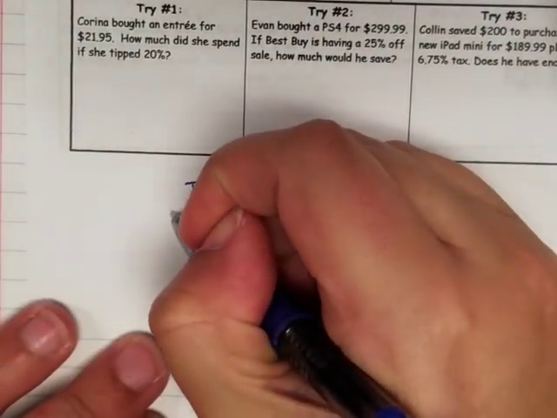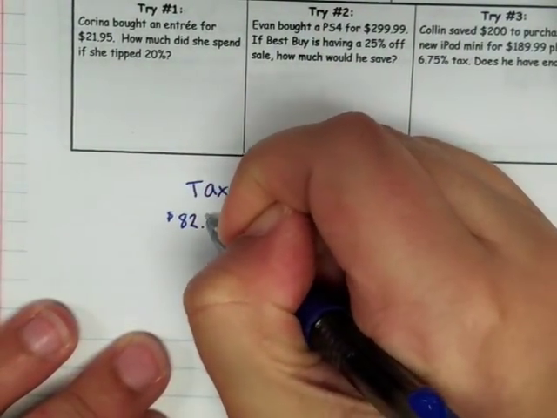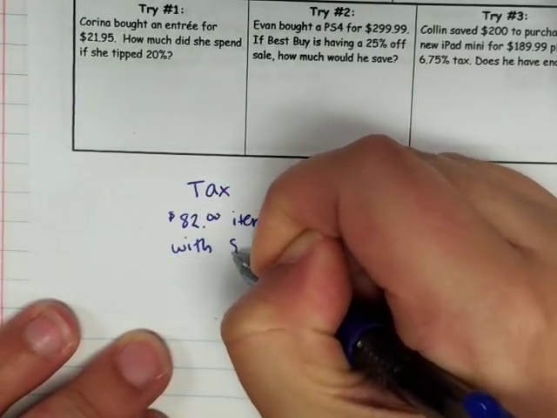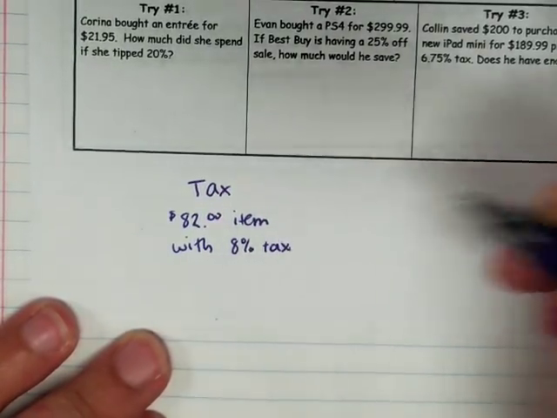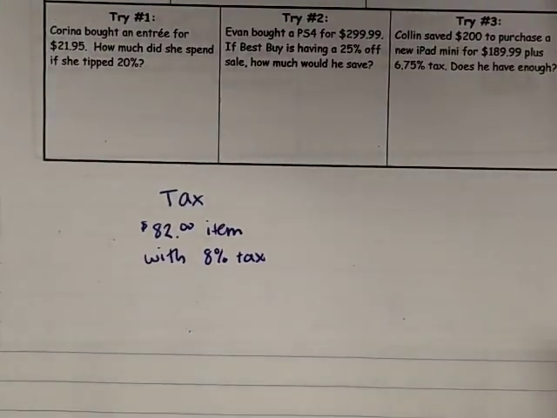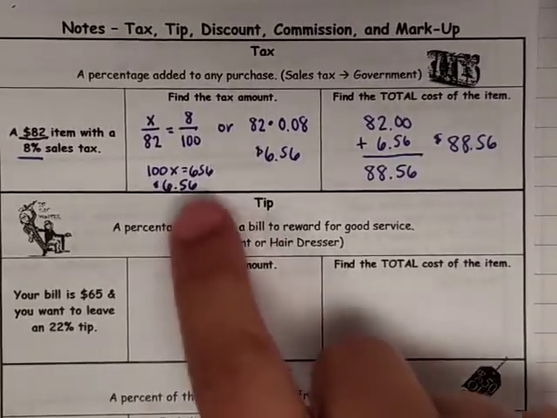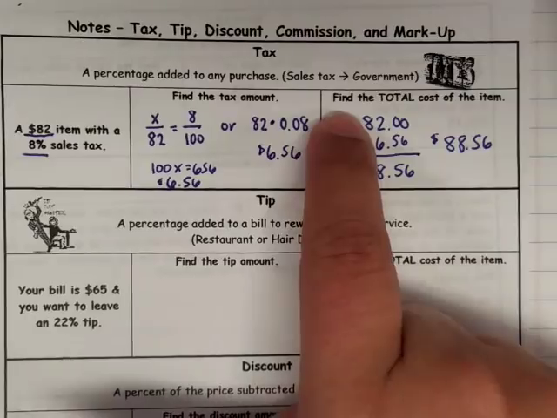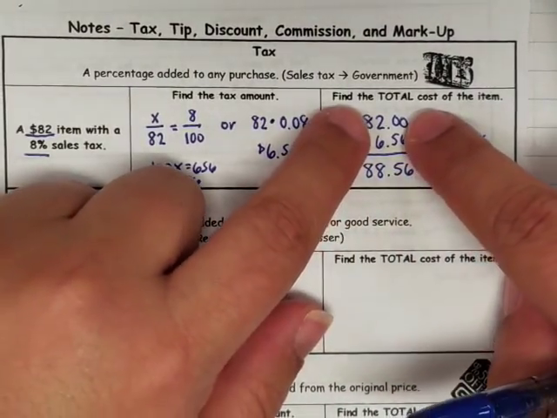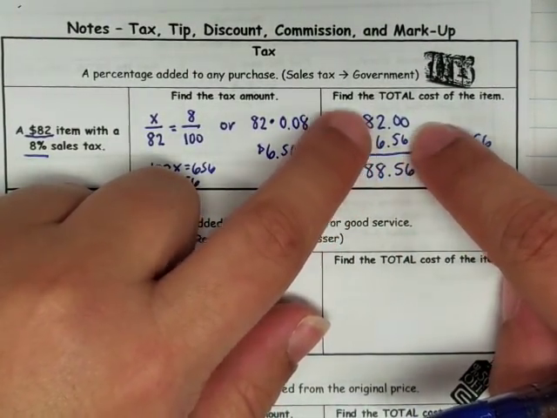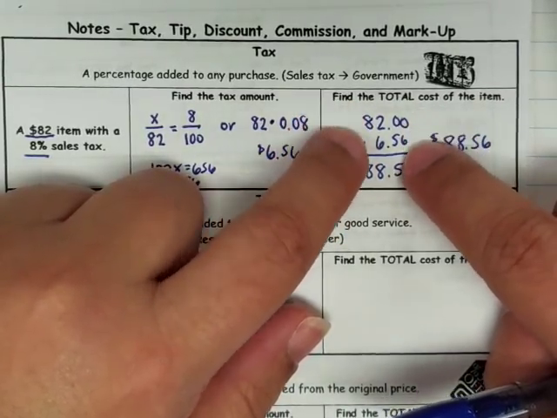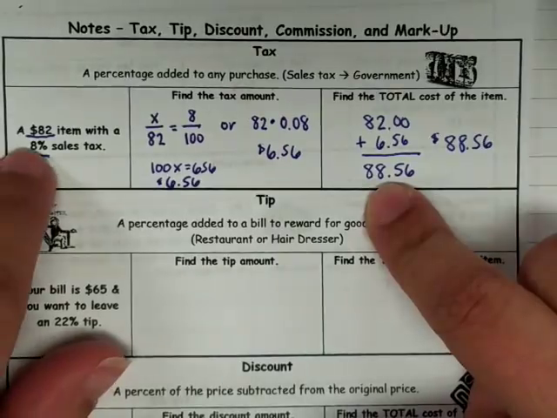So if we again had an $82 item with 8% tax, I'm going to try to explain this pretty slowly. Here, the $656 is the 8%, and the $82 is the 100%, because that's how much your item costs, and that's an extra 8%. So really, you're paying 100% plus 8%. So this is 108% of your original.